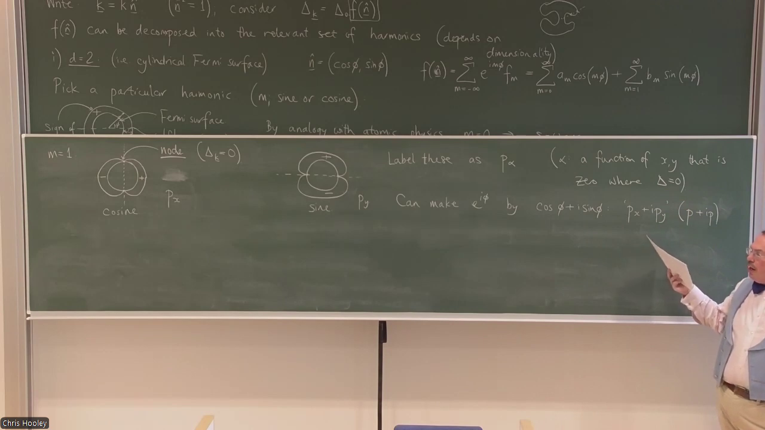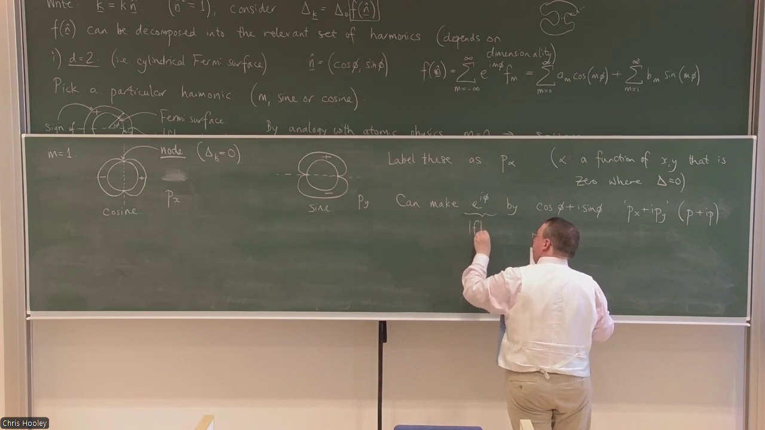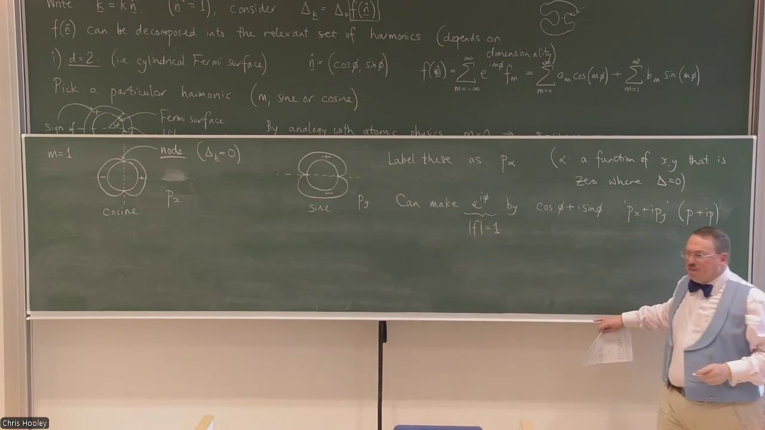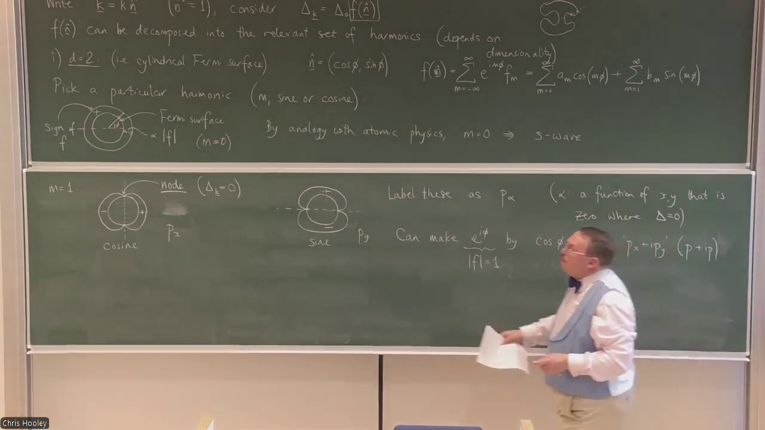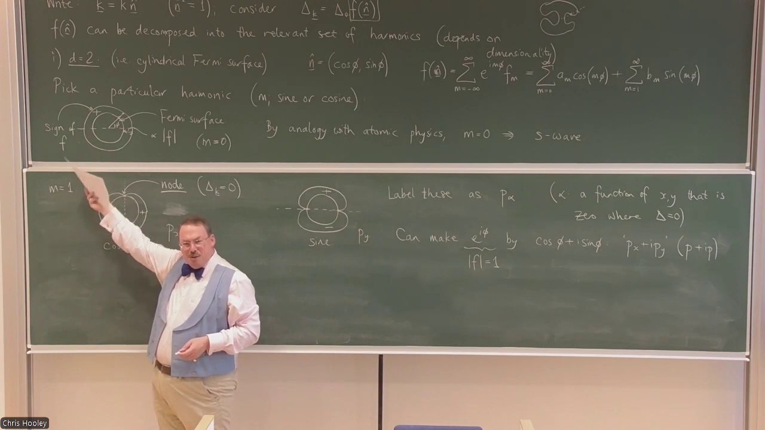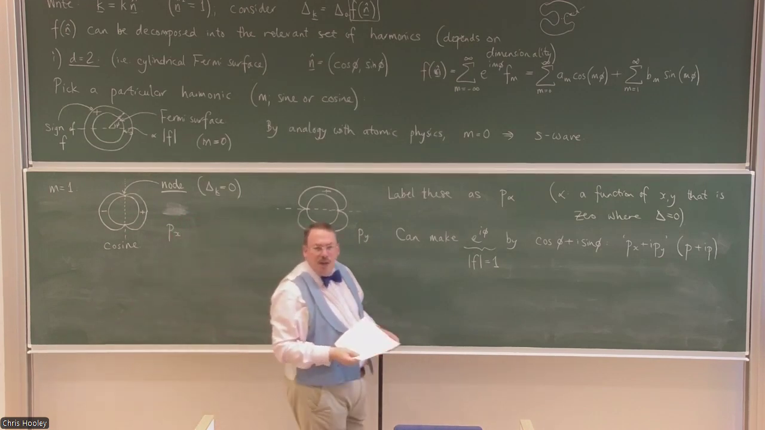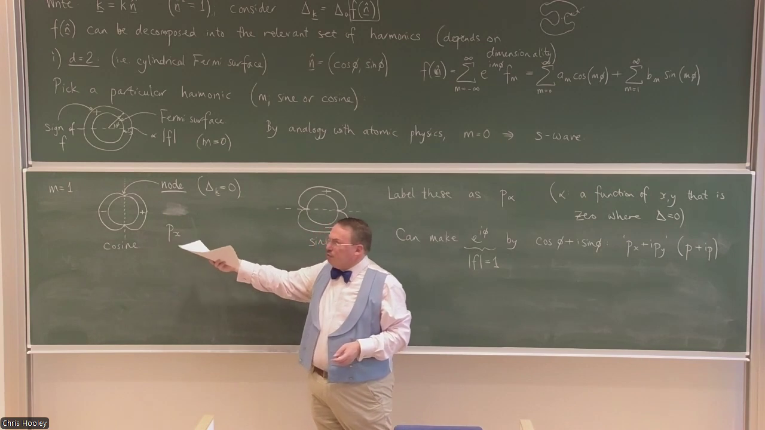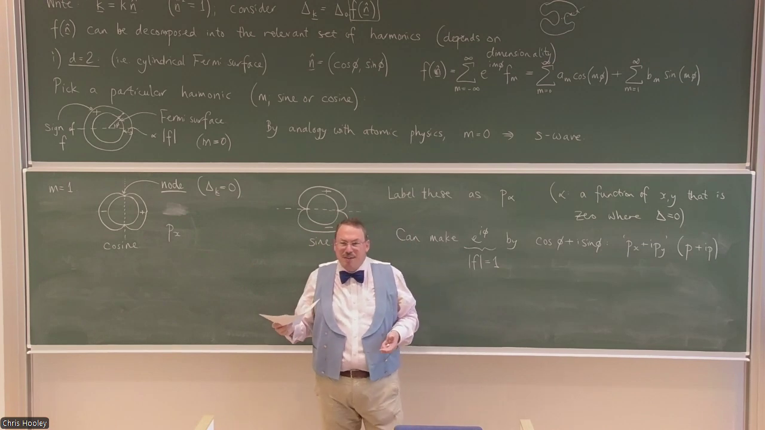It is hard to draw a picture of p plus ip, because the modulus of f, if it's going like e to the i phi, is also 1 everywhere around the Fermi surface. So the picture for p plus ip looks very like the picture for s-wave. And there's no great way with chalk to indicate that the phase is continuously winding as you go around the Fermi surface, but that's what it's doing. So this pictorial scheme is good for real harmonics. It's not so good for the complex ones.